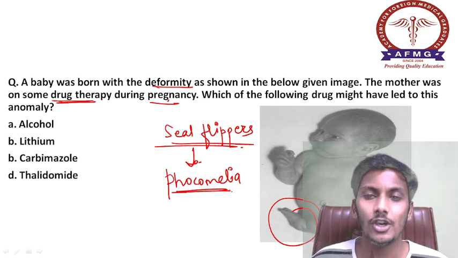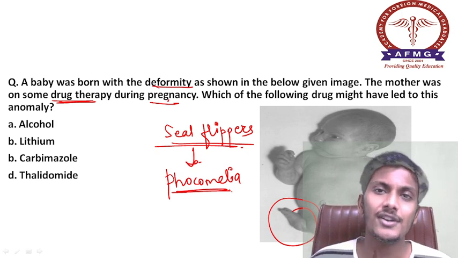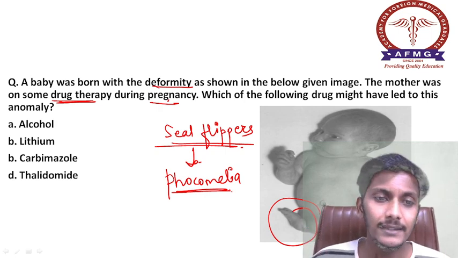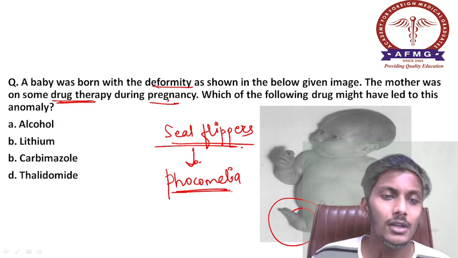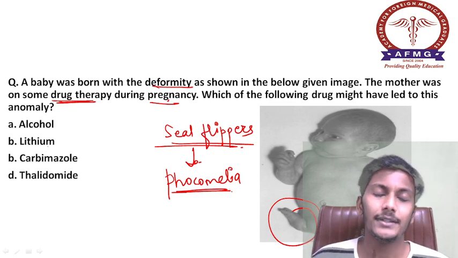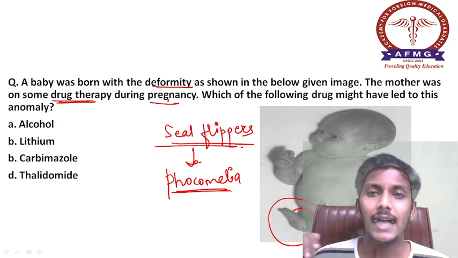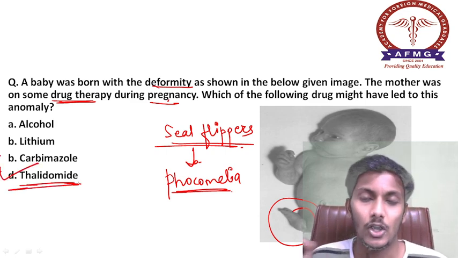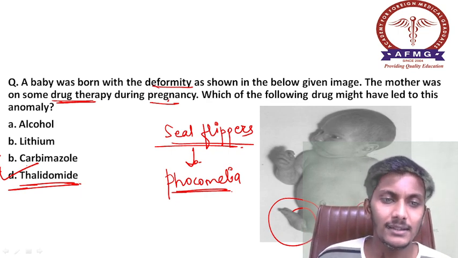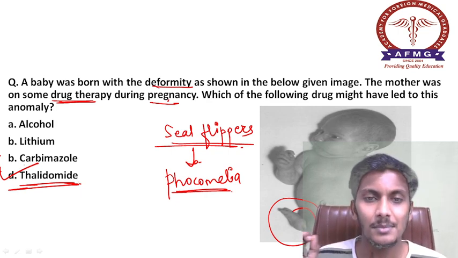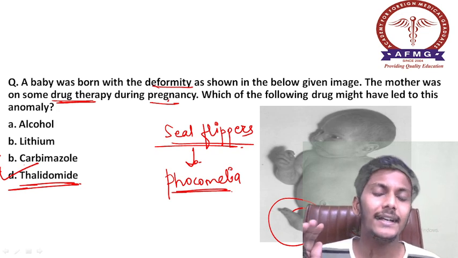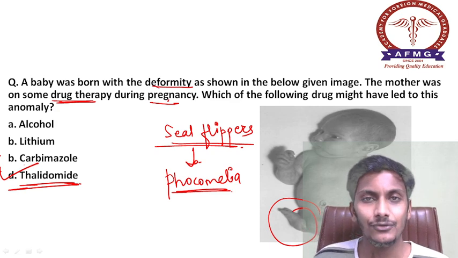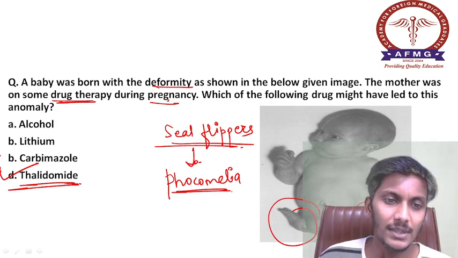This is a congenital anomaly, and it is associated with which drug intake? The options were option A, alcohol; option B, lithium; option C, carbimazole; and option D, thalidomide. So please remember, the answer over here is option D, thalidomide. Thalidomide is a teratogenic drug, comes in schedule X, and it is usually avoided in cases of pregnancy because it can lead to phocomelia. This is very much important.